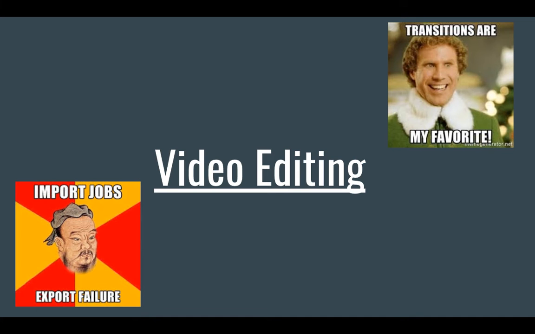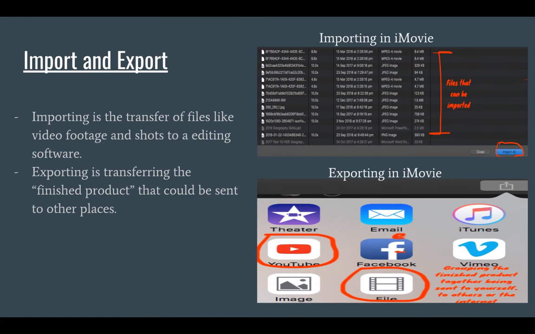So this is video editing, and we're moving on to import and export. Importing is the transfer of files from your desktop to editing software, in this case iMovie. The files that could be imported range from videos and audio to images. Exporting is the whole finished product, which can be transferred to yourself, to the desktop, or somewhere else like YouTube.